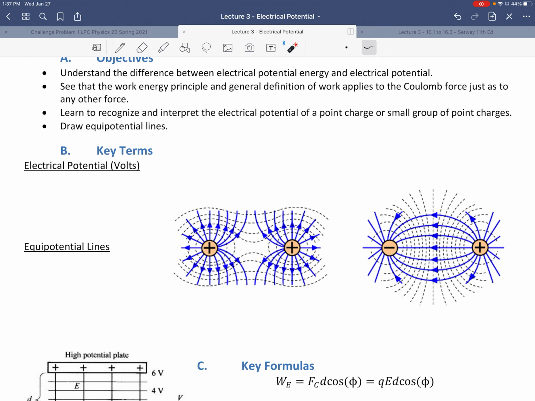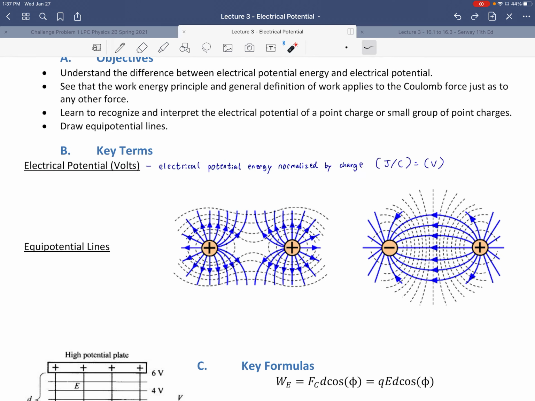Now, you've probably heard the term volts. Well, volts are electrical potential. A volt is the unit of electrical potential, and sometimes we just refer to electrical potential as voltage. That needs to be understood. Those terms are synonyms. I will use the terms volts and electrical potential interchangeably.